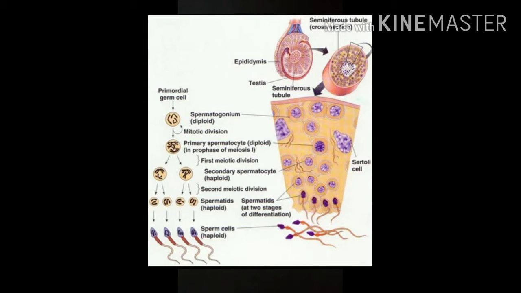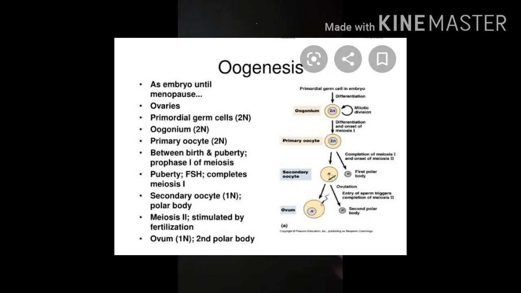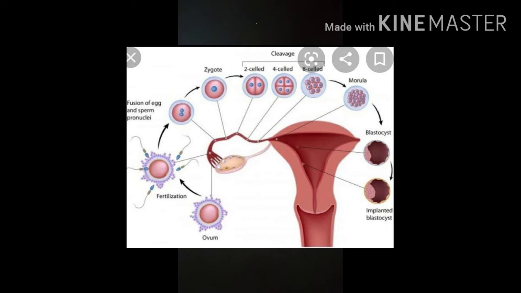In spermatogenesis and oogenesis, I need not discuss it. Every one of us knows very much about it. So after there is a fertilization of the sperm and the ovum, something is formed, that is nothing but this ova, or we call it a zygote. So this zygote is formed.